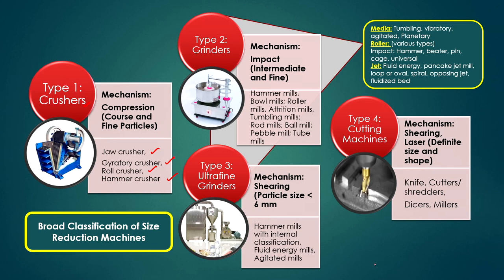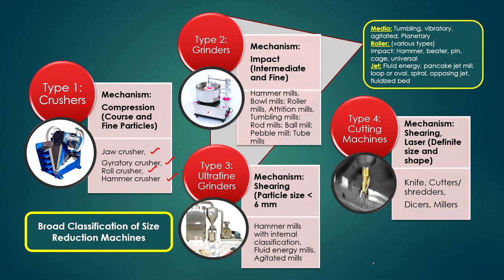Type 3 is called ultra fine grinders. The mechanism here is shearing. Particles smaller than almost 6 millimeter are reduced by this type of grinder. Generally hammer mills with internal classification, fluid energy mills and agitated mills are used for reducing the size into ultra fine powders based on the mechanism of shearing.